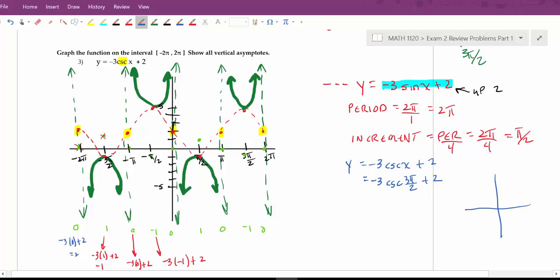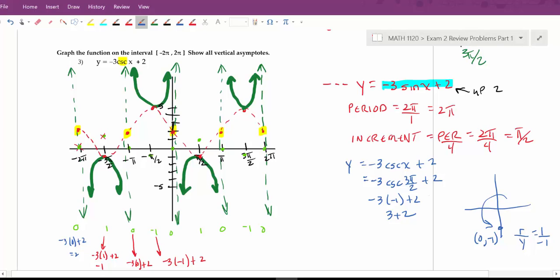If you looked at a unit circle at 3 pi over 2, which is that point, the value of that is the reciprocal of, it's basically going to be r over y. So it's r, 1, over -1, so it's -1. So this thing right here is going to be -3 times -1 plus 2. That's 3 plus 2, so it's 5. So it matches with that.